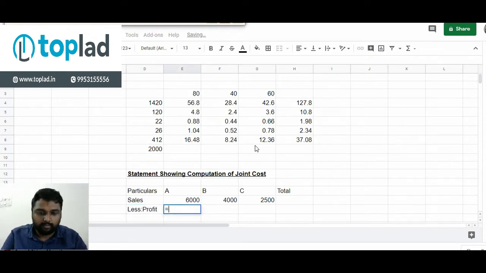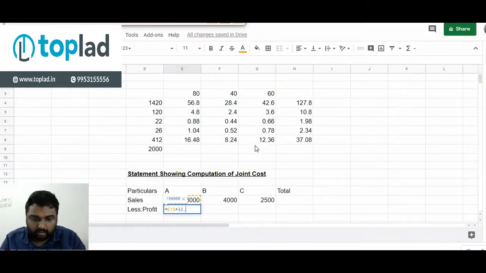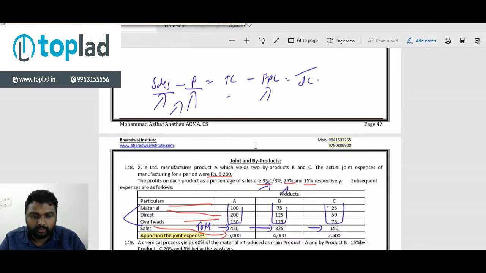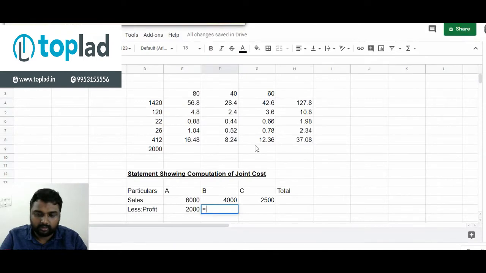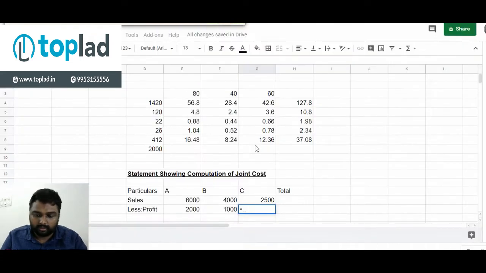So what is the profit? For the first product, the profit margin is 33.33 percent, which will be 2,000. Second product, how much? 25%. Third product, what? 15%.